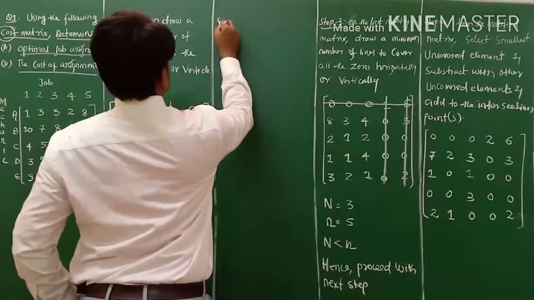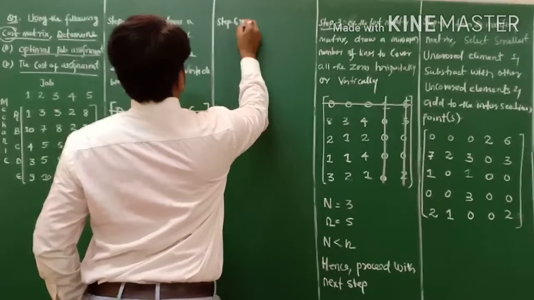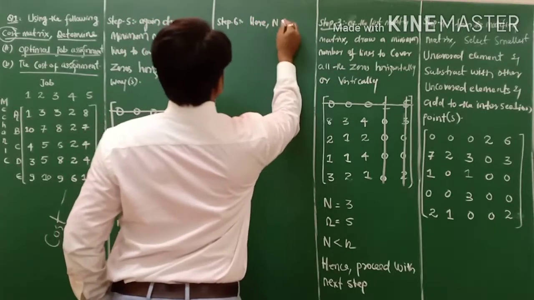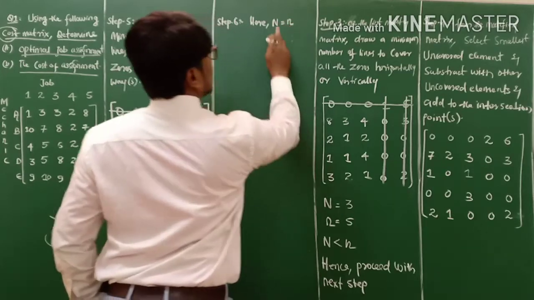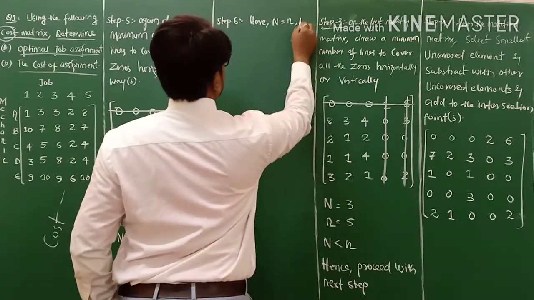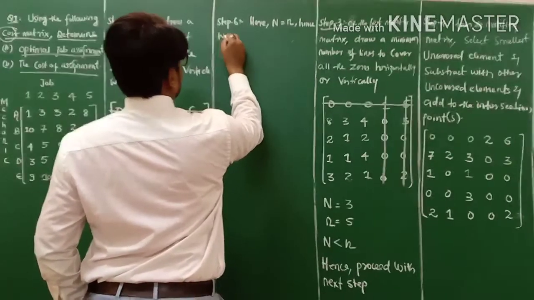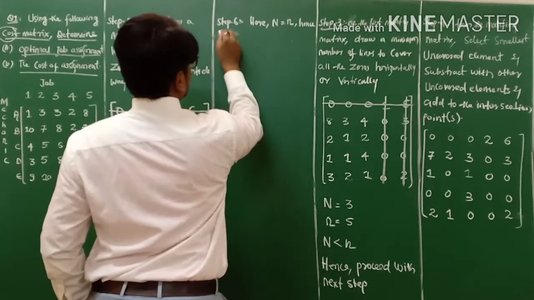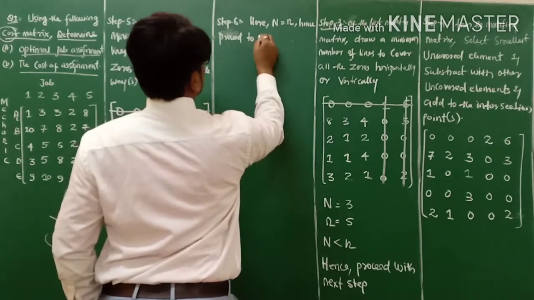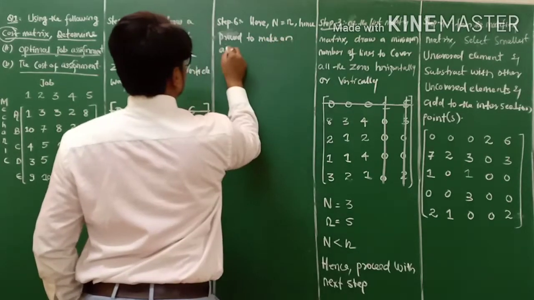The next step is step number six, my friends. Here, n equals n. Number of lines drawn equals the order of the matrix. Hence, we proceed to make an assignment.